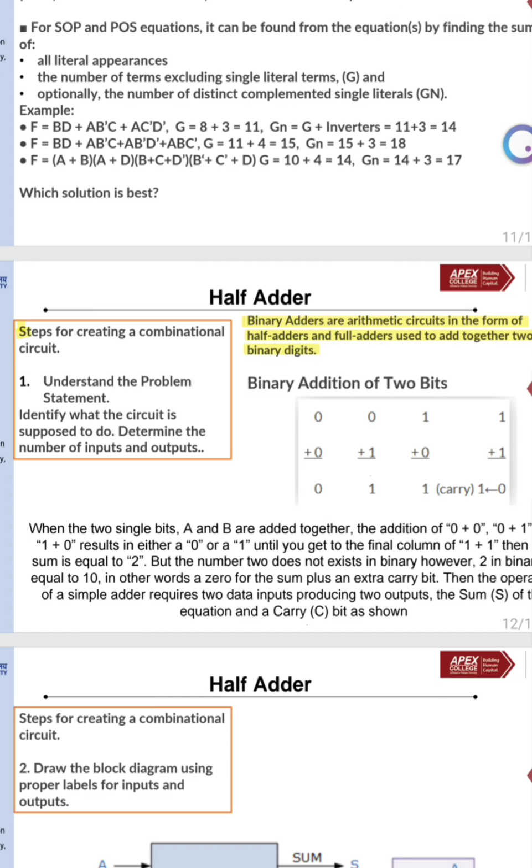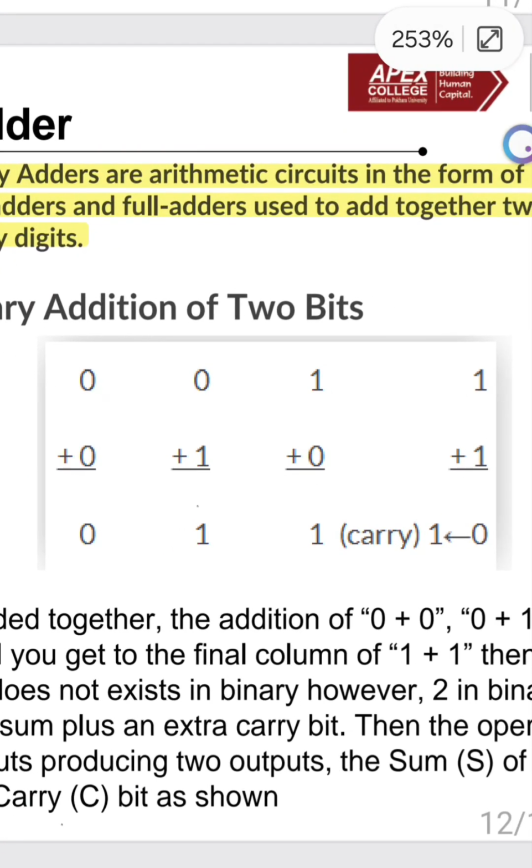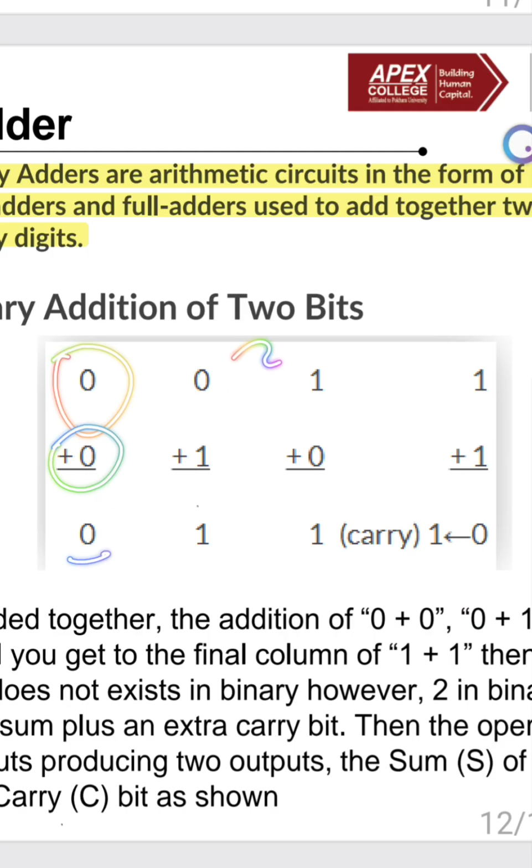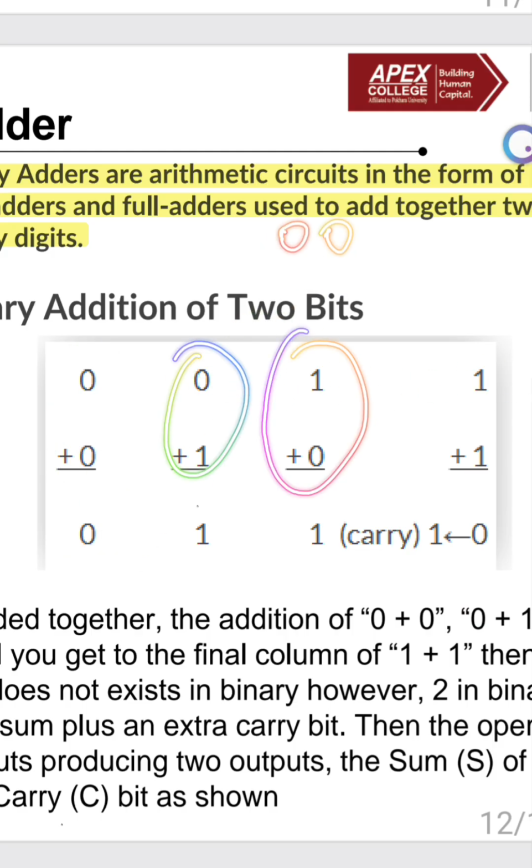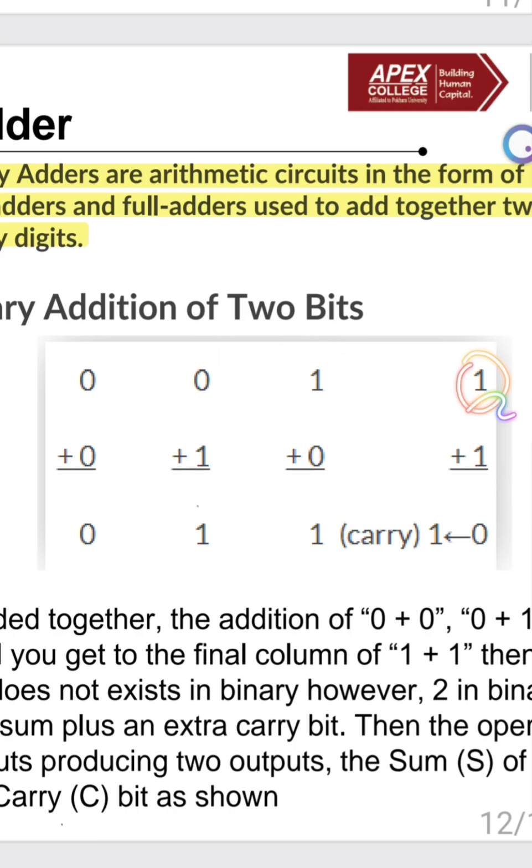Now, let us continue with the topic, and one of the simplest combinational circuits is the half adder. In the half adder circuit, two binary bits are added together. We can see an example, 0 plus 0 is 0. Those two variables can be any combination, either 0, 0 or 0, 1 or 1, 0 or 1, 1. So let us add: 0 plus 1 is 1, 1 plus 0 is 1, 1 plus 1 is 2. 2 can be represented as 1, 0. So 1 will be carry and 0 will be our sum. That's why we get output in the form of sum and carry.